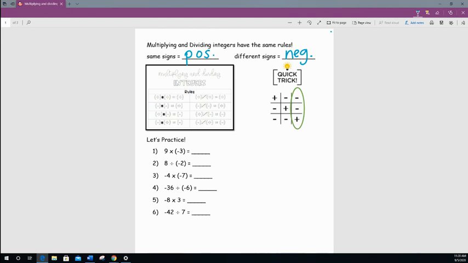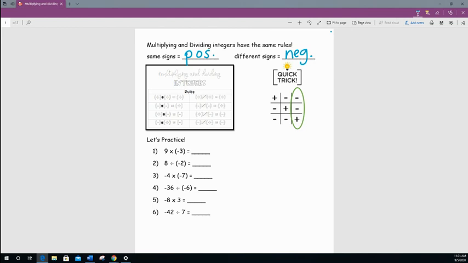Now, what this tells us is a positive times a negative gives us a negative, or a positive divided by a negative gives us a negative. A negative times a positive is a negative. A negative divided by a positive is a negative. A negative times a negative is a positive, or a negative divided by a negative is a positive. So it literally tells us what the answer is, whether it's going to be positive or negative. So you can just literally follow through and it will tell you there. Okay, so now we're going to go ahead and practice.